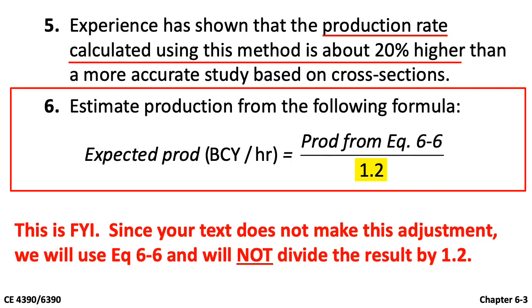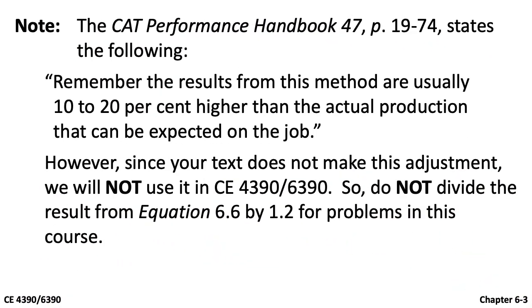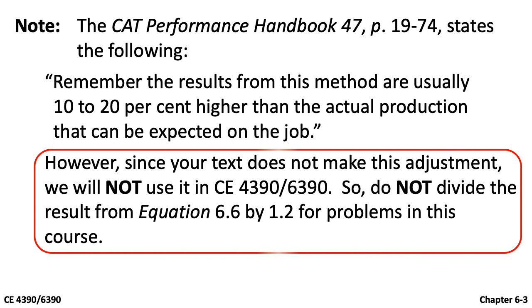Experience has shown that the Caterpillar Performance Handbook also states that the results from this quick method are usually 10 to 20% higher than the actual production that can be expected on the job. Again, since your textbook does not make this adjustment, we will not use any adjustment factor in this class, so do not divide the result from equation 6.6 by 1.2.